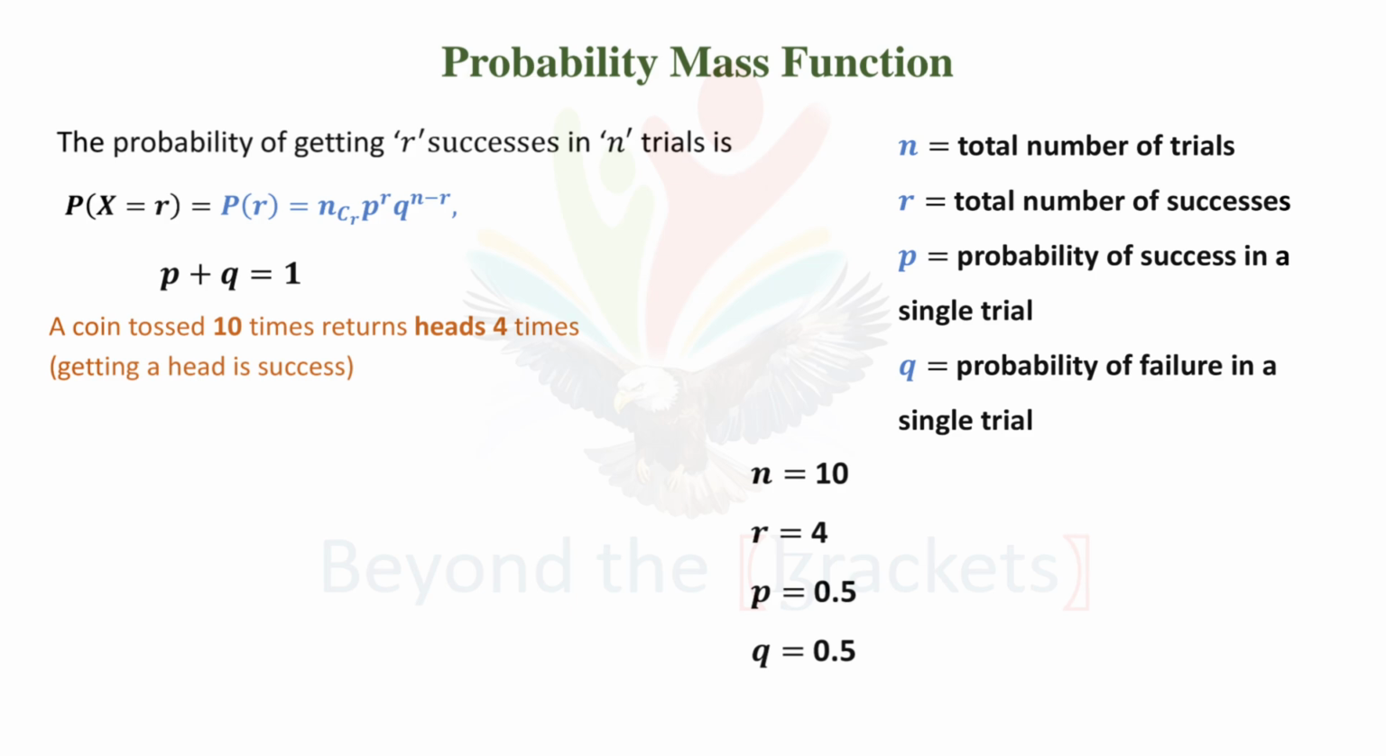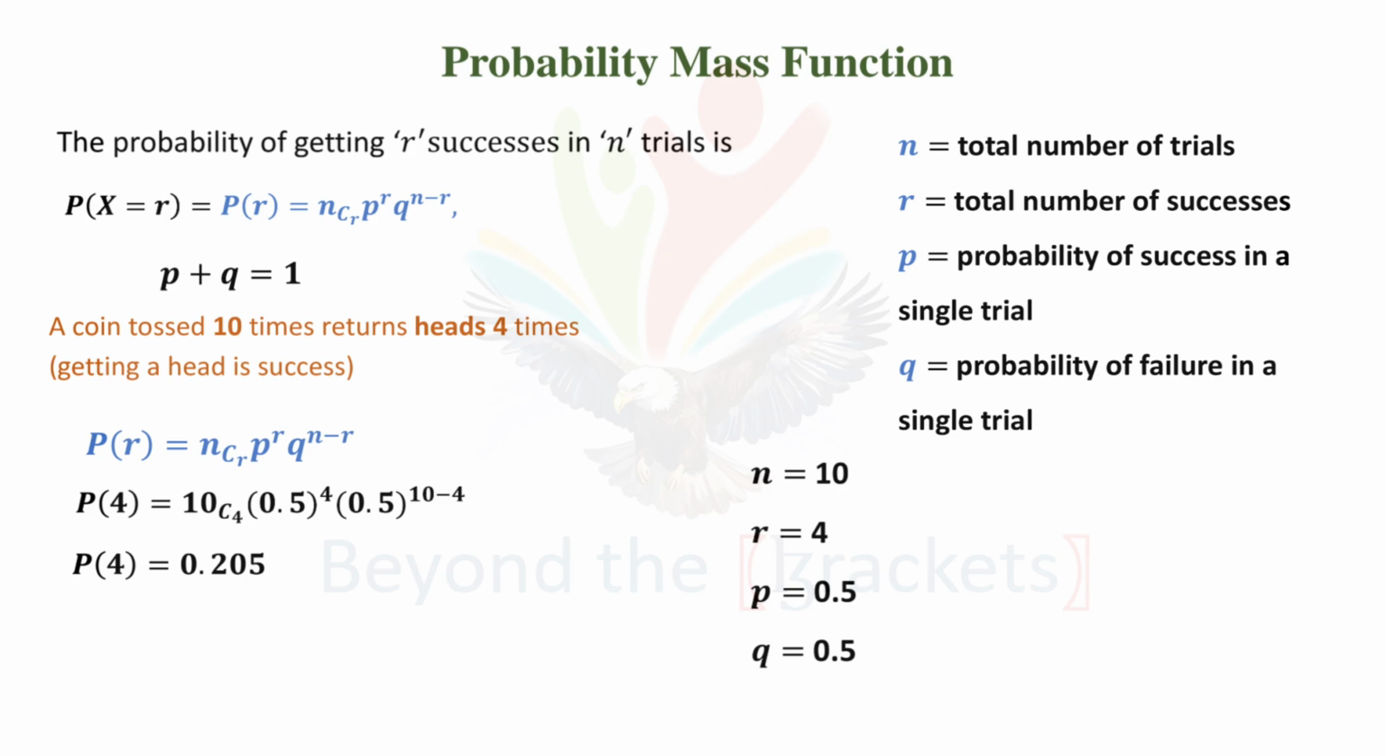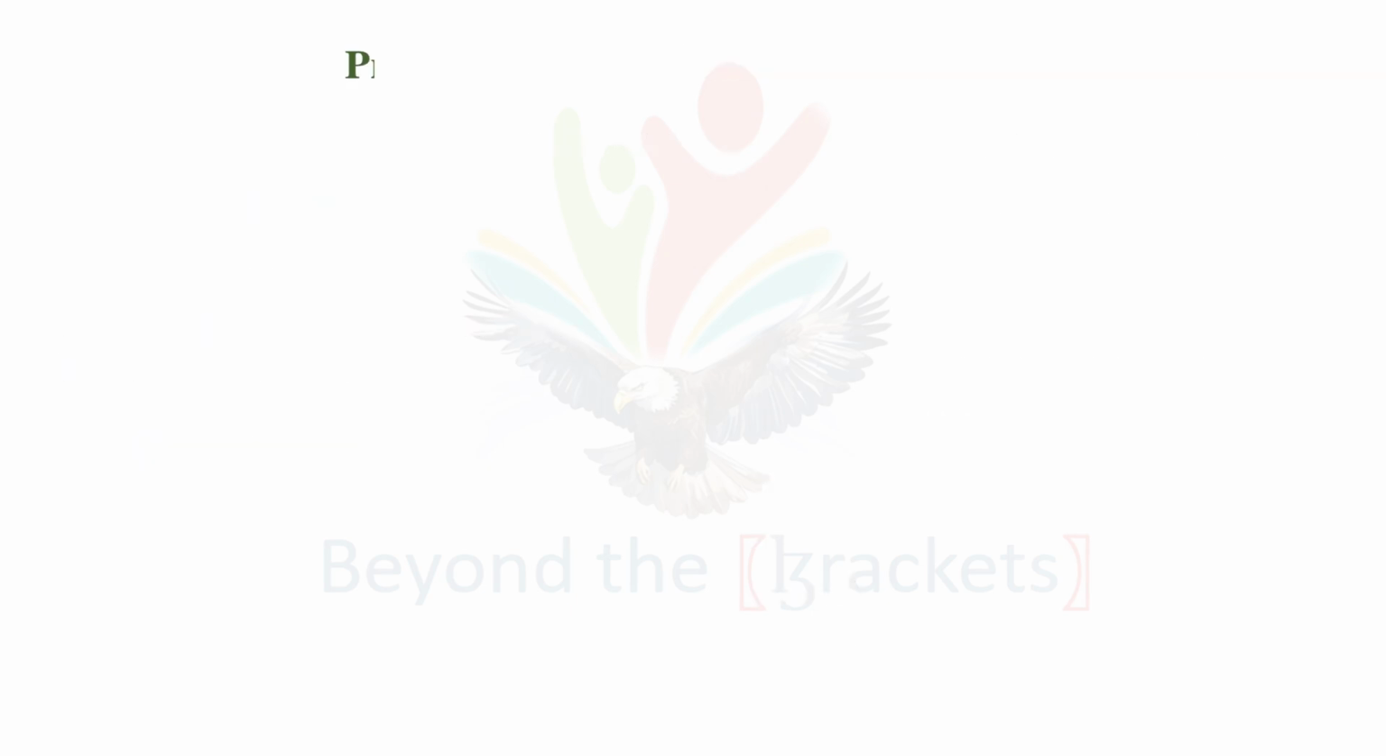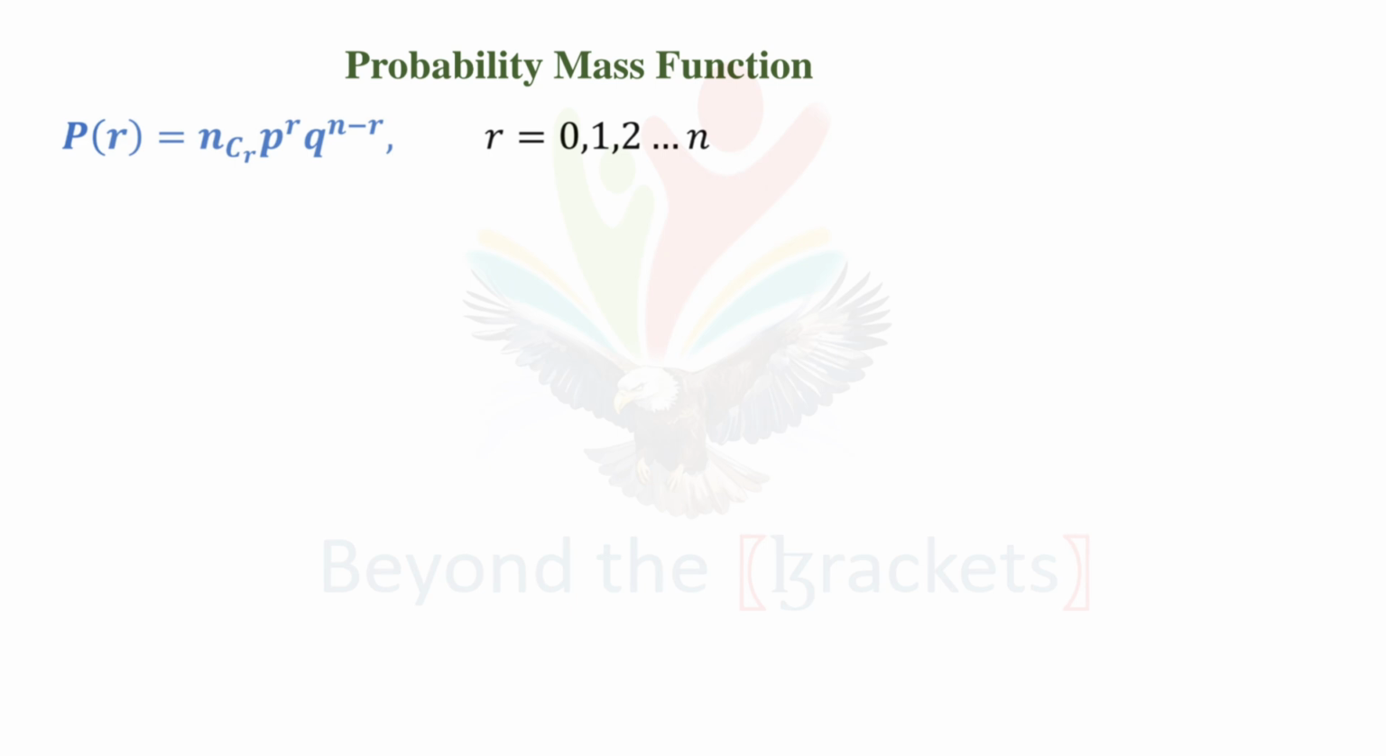The probability mass function is given by P(r) = nCr p^r q^(n-r). Substituting the values, r = 4, n = 10, p and q equal to 0.5. On simplification, we get P(r) = 0.205. Therefore, the probability of getting exactly 4 heads in 10 tosses is approximately equal to 0.205. In the probability mass function of the binomial distribution, nCr represents the number of ways of arranging r successes among n trials. p^r represents the probability of getting r successes, and q^(n-r) represents the probability of getting the remaining n-r failures.